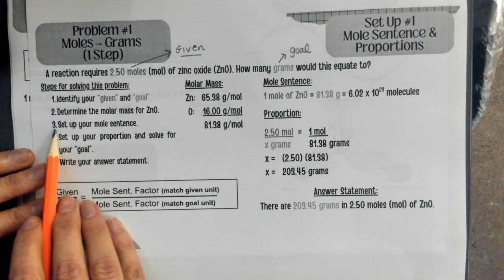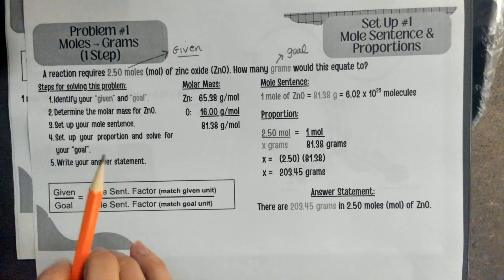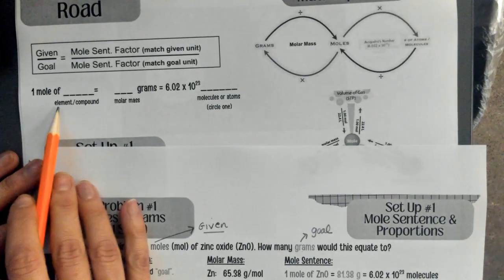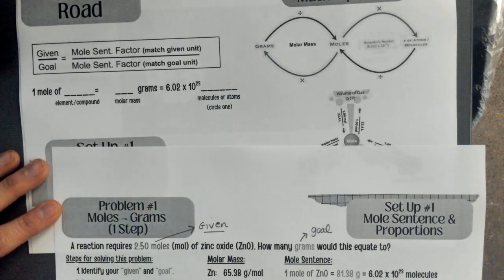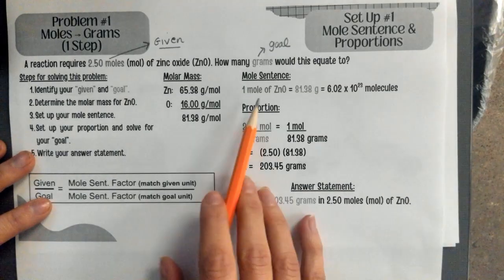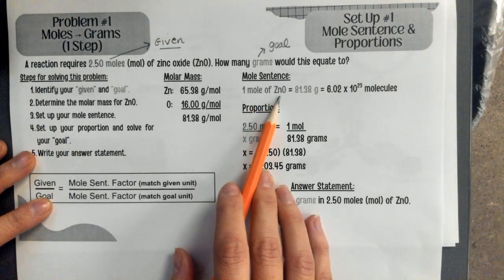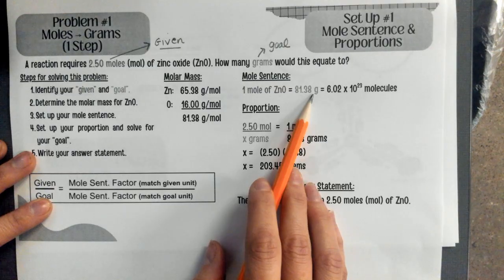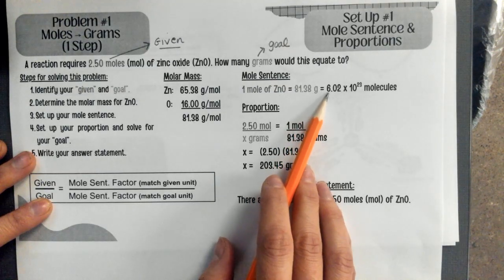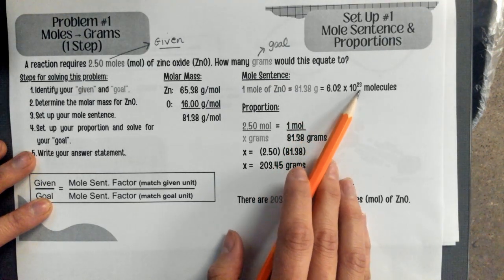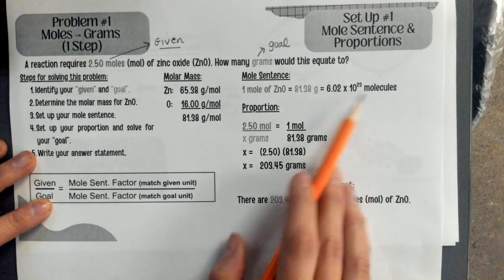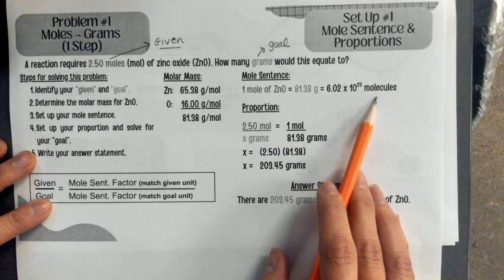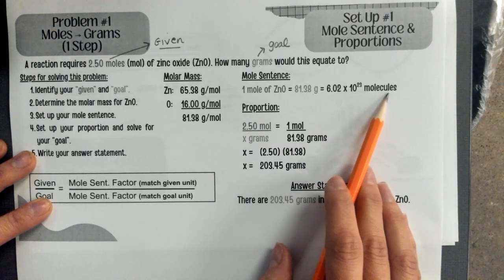Step 3, set up your mole sentence. My mole sentence is going to be 1 mole of my element or compound, which in this example is ZnO, is equal to 81.38 grams, which is equal to 6.02 times 10 to the 23rd molecules. So I just took my molar mass and plugged it in here, and then I determined that this was molecules.